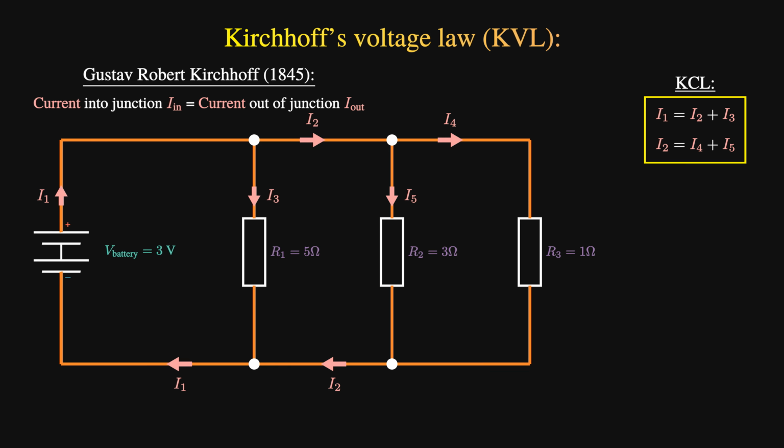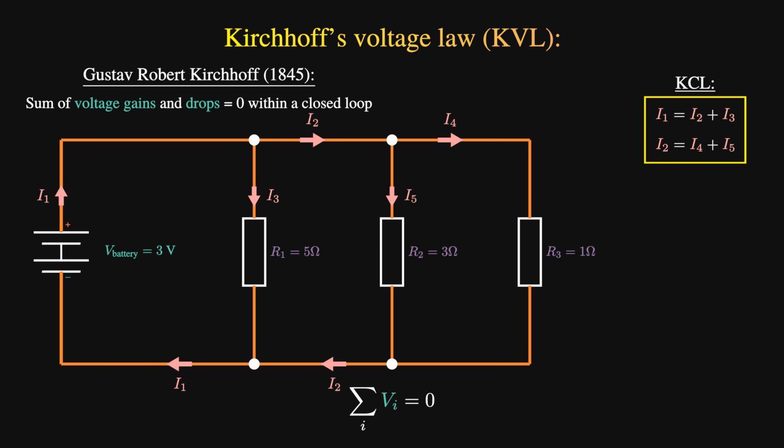Kirchhoff's second law states that the potential difference or voltage provided by a battery or batteries must be equal to the voltage drops caused by the resistors or other electrical components over any closed loop in the circuit. In other words, no matter what path our current takes, the voltage gained and lost must sum to 0.